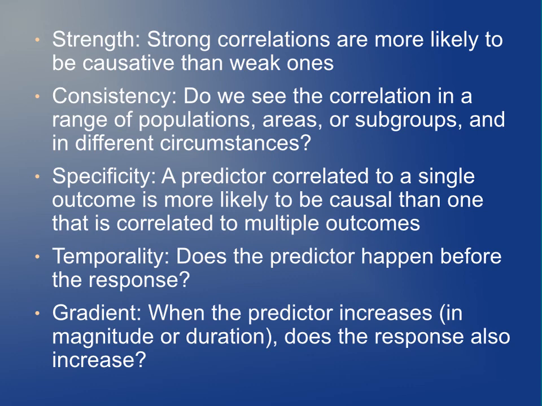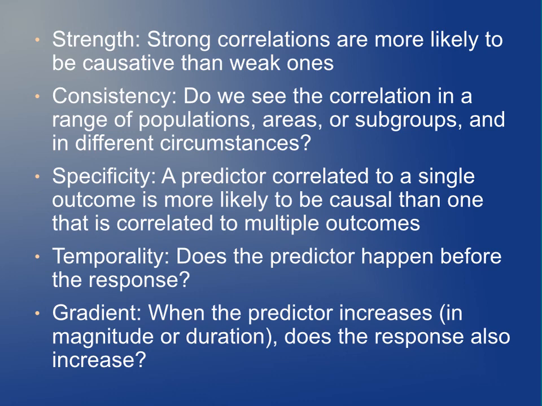The next criteria is specificity, that a predictor that is correlated to a single outcome is more likely to be causal than one that's correlated to multiple outcomes. A famous example of something that's not specific is socioeconomic status. If you're poor growing up, you're more likely to get a wide variety of diseases, but it probably isn't being poor that causes the disease, it's lack of access to health care or something like that. Smoking, on the other hand, drastically increases your risk of lung cancer, but it doesn't increase your risk of that many other diseases. I mean, a few other things, but it is quite specific to lung cancer.